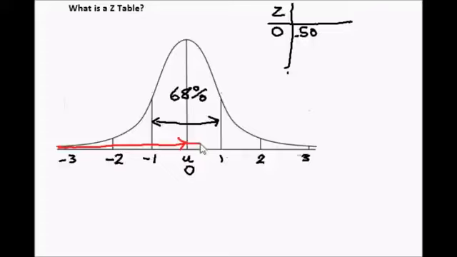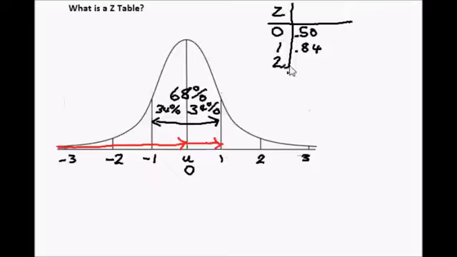If we go out to a standard deviation of 1 or a z-score of 1, well, now we've got that 50% plus we've got half of this 68%. We've got 34% here, 34% here. So 50% plus 34% is going to equal 0.84.